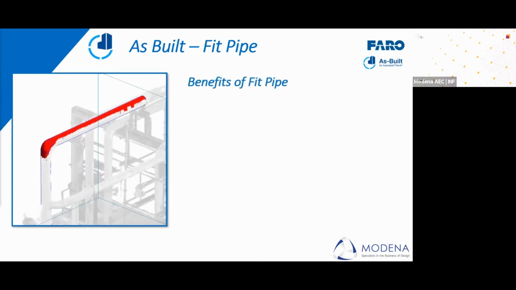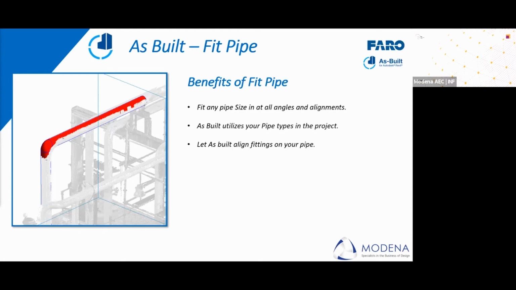The idea here is that we have key benefits again for fit pipe. AsBuilt is here to read the points around a pipe and place a pipe length for you. So fit any pipe size in at all angles and alignments as well, just as much as we can do with the wall functionality. AsBuilt utilizes your pipe types in the project. So if you've got customized pipe types that you are running in your industry, there's no need for you to go find a specification now when AsBuilt will use what you already have. And of course, we let AsBuilt align the fittings on your pipe. So no longer are you utilizing the align tools to help you guide the process when you can let AsBuilt do it for you at a click of a button.